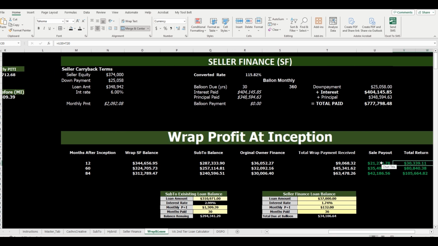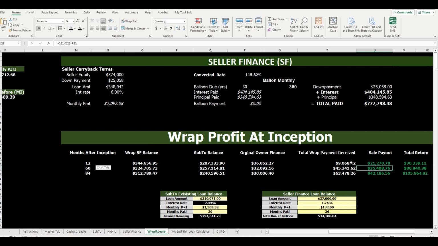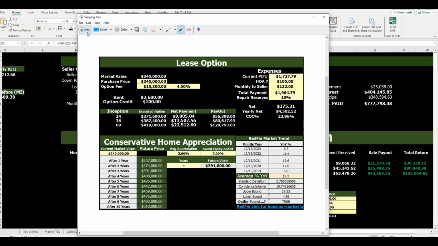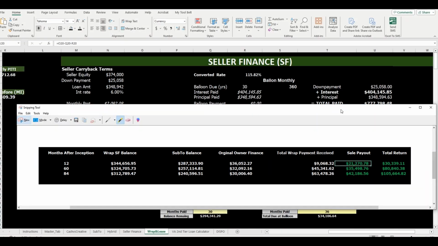We can see here that the sale payout is taking the created note, subtracting it from the sub-2 balance, subtracting that then from the original owner finance balance after the 12-month inception. So this would be your sale payout. I'm going to take a quick screenshot of this just so we have a point of reference.